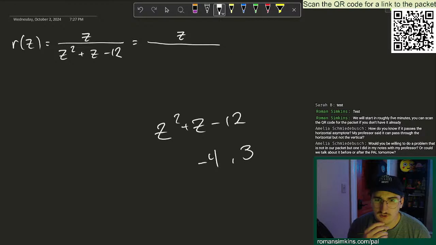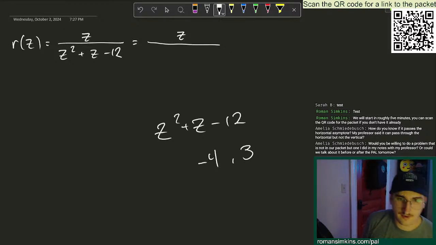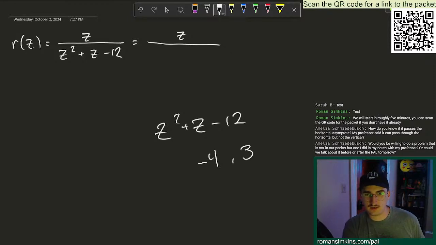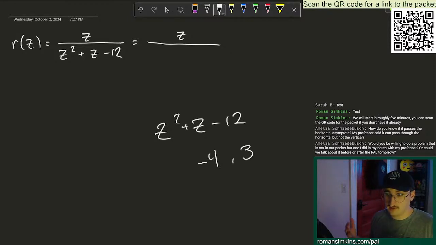Would you be willing to do a problem that is not in our packet but one I did in my notes with the professor? Yeah, absolutely. If you want to send me a problem, I will absolutely go over it. If it exists in the textbook, you can give me the page number and the problem number. It might be a horrendously difficult problem, so you might need to bear with me, but I'm totally willing to give it a shot. Yeah, totally drop a problem in the chat and I will go over it. I'll give you a second to find that problem.